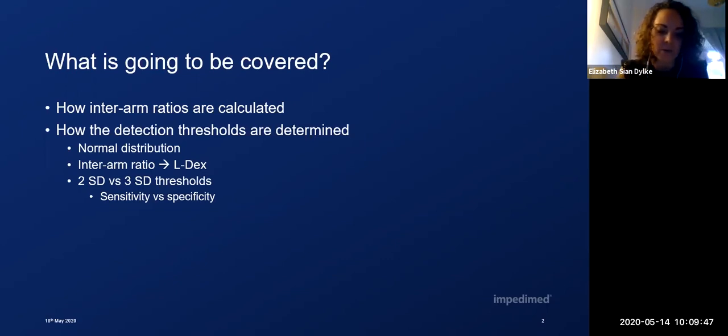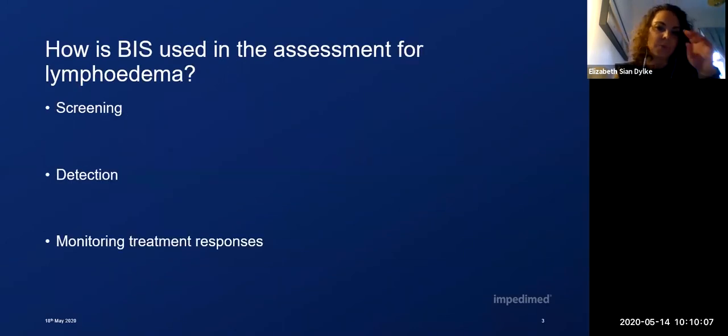We're going to look at how interlimb ratios are calculated, which is relevant for unilateral lymphedema of the upper and lower limb, as well as how we use those interlimb ratios to determine the thresholds that are suggested for the detection of lymphedema. There's a number of ways those interlimb ratios are calculated and utilized, and we're going to go through those options.